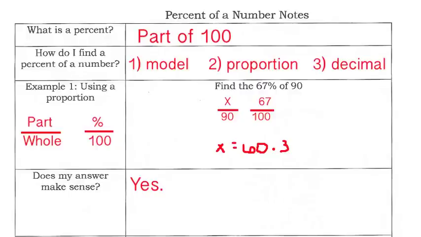And so now the question asks, does your answer make sense? Is 60.3 about 67% of 90? Well, 50% of 90 is 45, so it's a little bit more than 45. So yes, my answer does make sense.